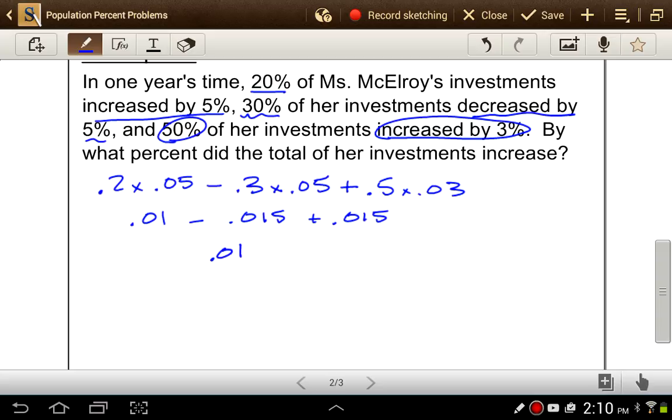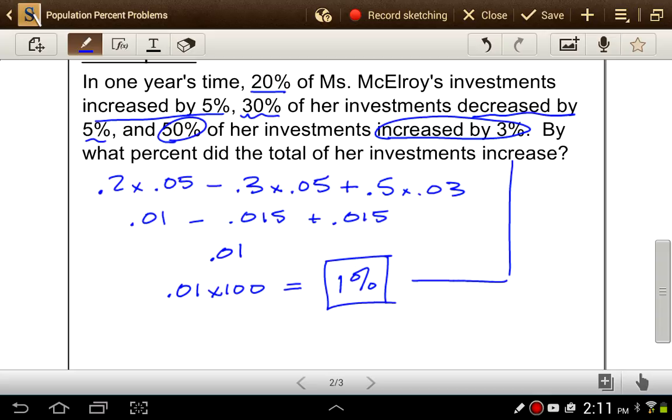We want to know what the increase was as a percent. So again, we take that, multiply it by 100, and that's going to tell us that we have a 1% increase. Okay, a 1% increase in her overall investments. All right, so that's how we would do that. So we're finding the percent of each section, and then you've got to decide if you're adding or subtracting them, as we've done in the last examples.